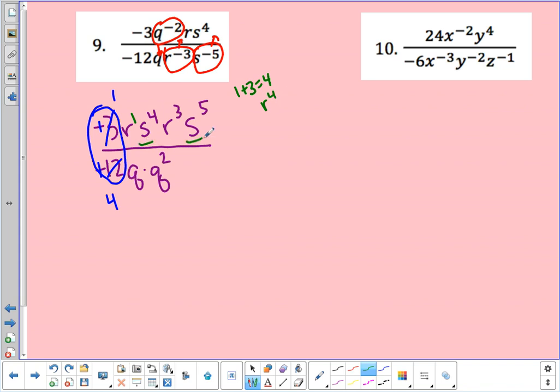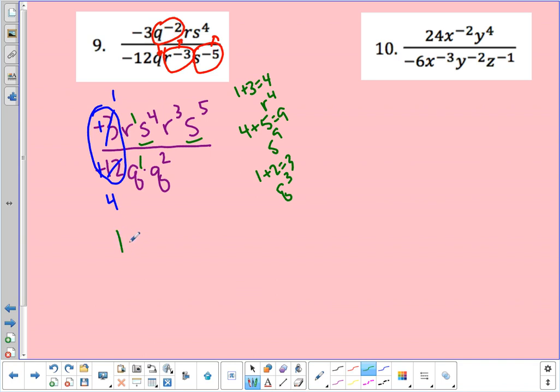S to the fourth, S to the fifth. 4 plus 5 equals 9, so S to the ninth. On the bottom, q to the 1 and q to the 2. So 1 plus 2 equals 3. That's q to the third. Holy buckets. Now let's look at what we have.